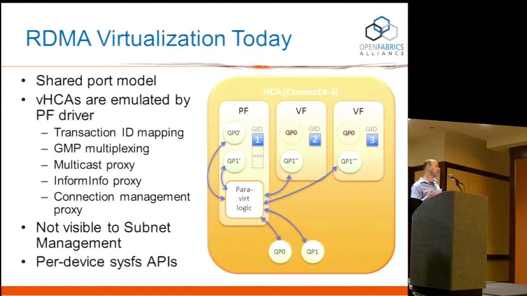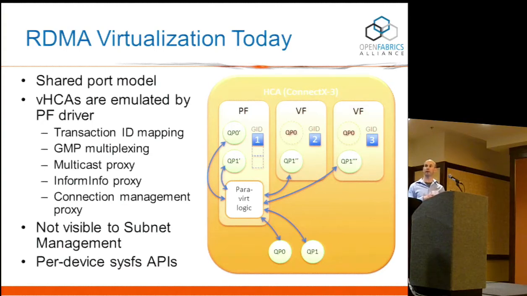Someone needs to bridge the gap between these two views, and we've covered it here in this conference a couple of years ago. And the one that does that is this complex piece of para-virtualization logic that sits inside the PF driver. So this para-virtualization logic basically tunnels all the MADs to the different functions, and then it proxies those MADs to the SM when sending those to the wire on the real QP0 and QP1. And this proxying is not just simple packet forwarding. It has to do a lot of stateful translations.